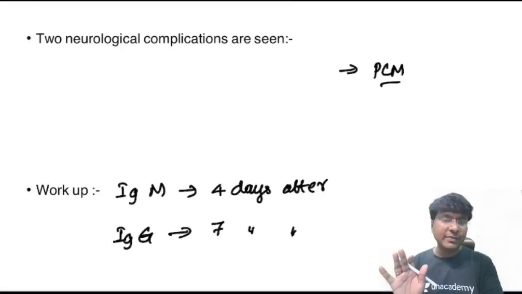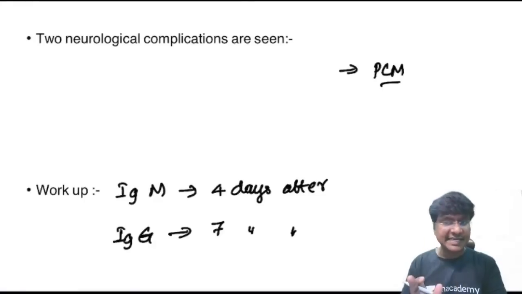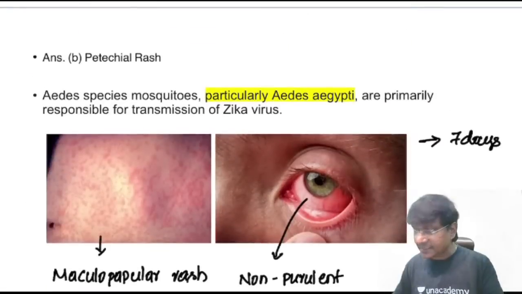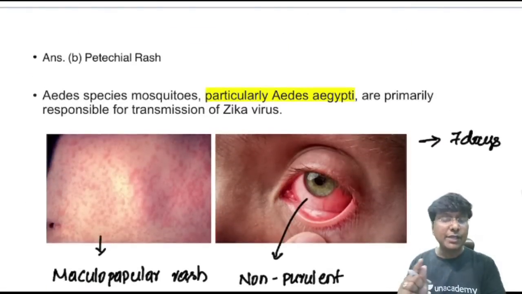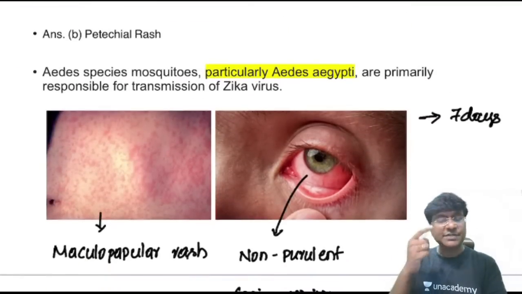Okay, now let me quickly recap the entire Zika virus. Please remember, Zika virus is transmitted by Aedes aegypti, right? The manifestations will be fever with polyarthralgia, and there will be a pruritic rash. What rash? Maculopapular rash, but it is not a petechial rash. And the ophthalmic manifestations will be in the form of non-purulent conjunctivitis.